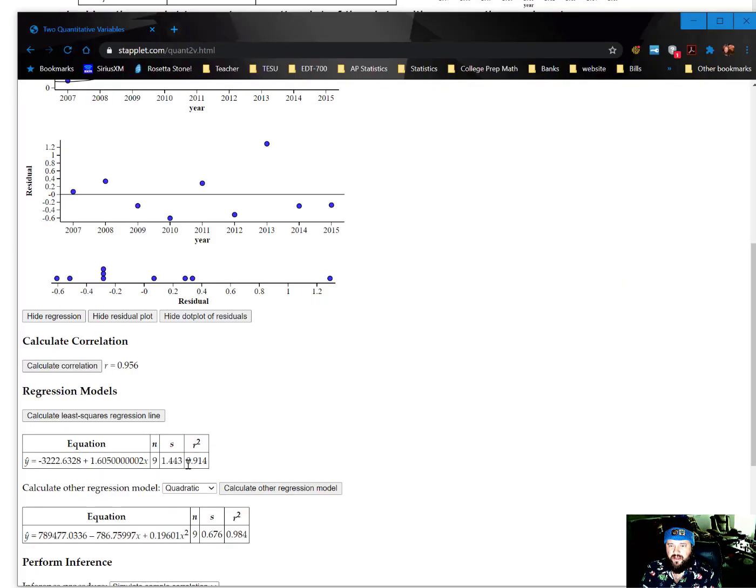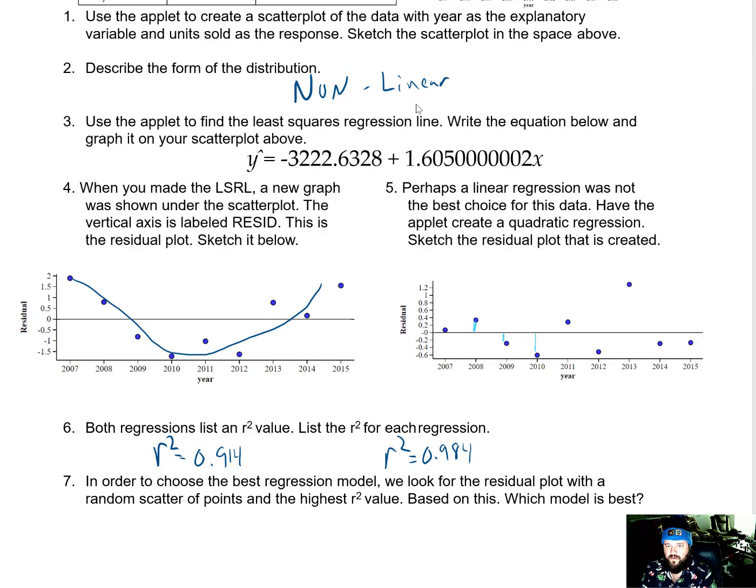Least squares regression line, it's right here as far as 0.914, and for the quadratic it's 0.984. Now again, this is for the least squares regression line, which is this first one we did right here. This one's for the quadratic, which is what we did right here.